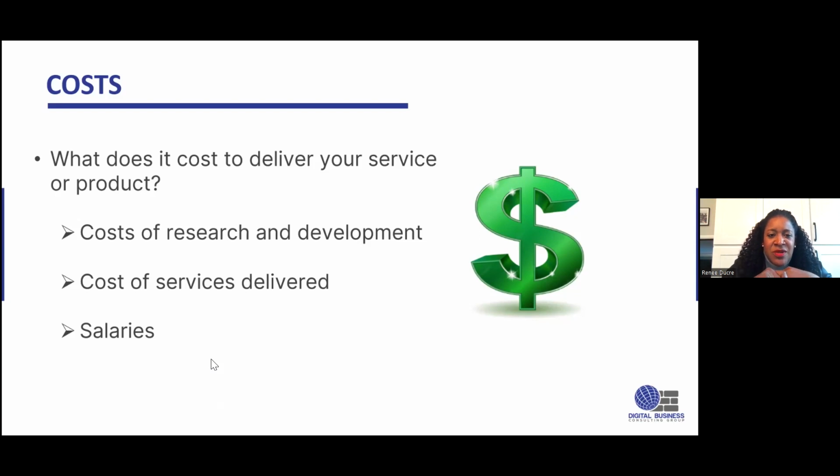Because maybe you're spending time on something where you could redeploy that time spent and volunteer time spent into another bigger initiative. The cost of services delivered: how about that rideshare program, how much does it cost to administer that? Feeding people, how much does it cost to administer that?